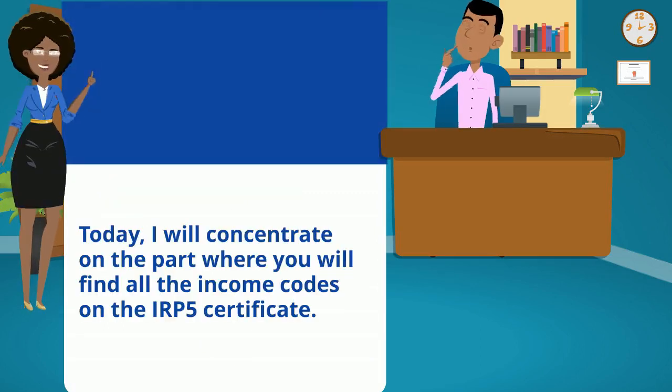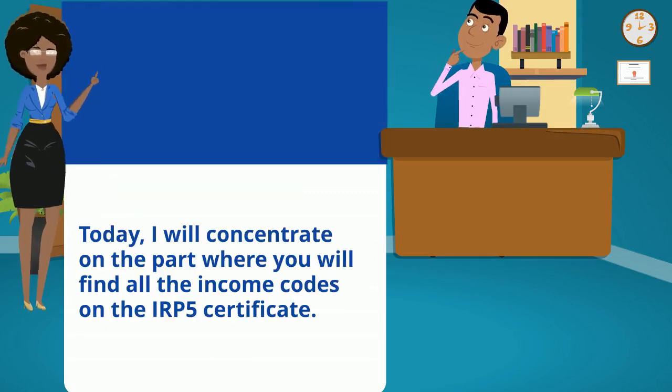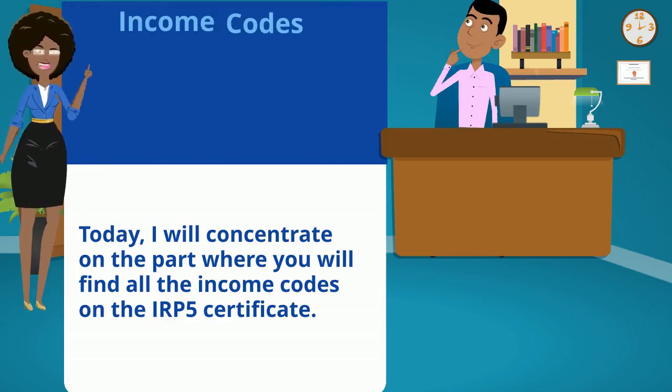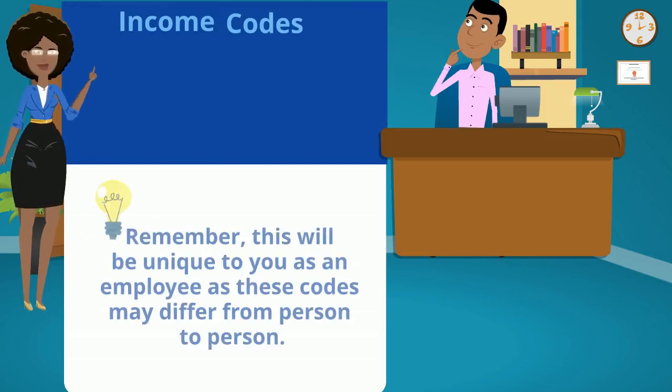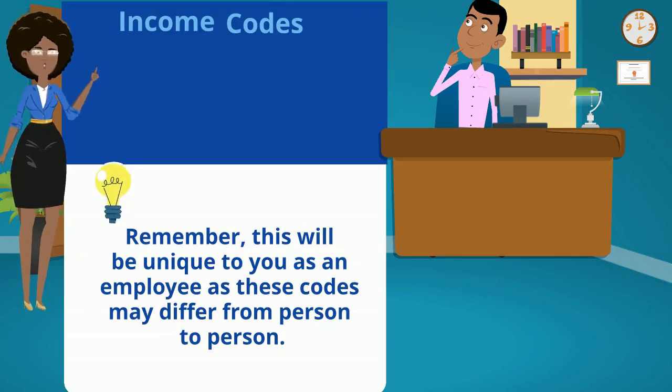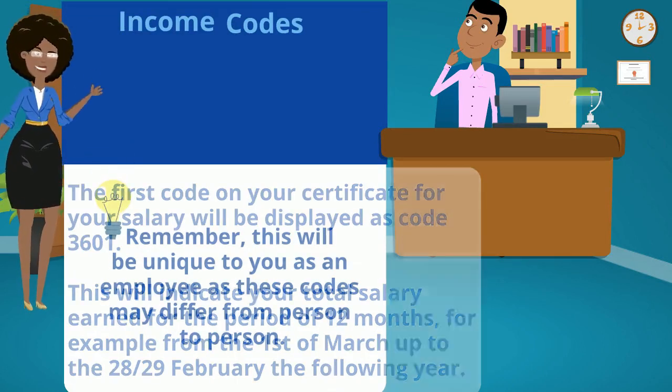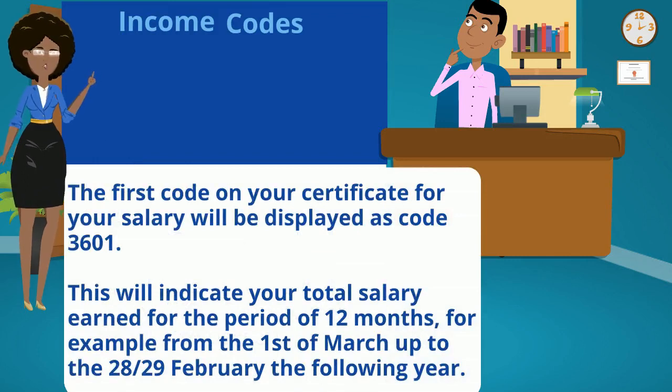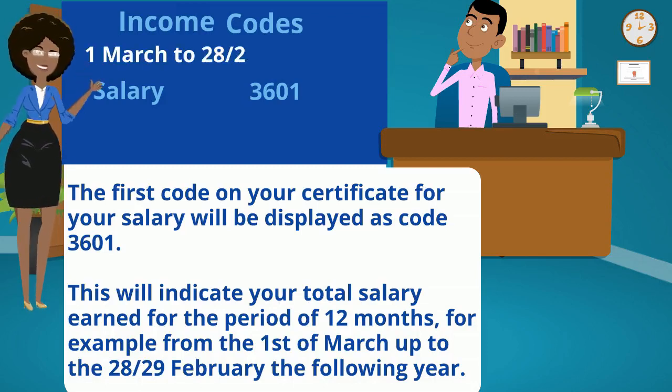Today, I will concentrate on the part where you will find all the income codes on the IRP5 certificate. Remember, this will be unique to you as an employee, as these codes may differ from person to person. The first code on your certificate for your salary will be displayed at code 3601. This will indicate your total salary earned for the period of 12 months. For example, from the 1st of March up to the 28th or 29th of February the following year.